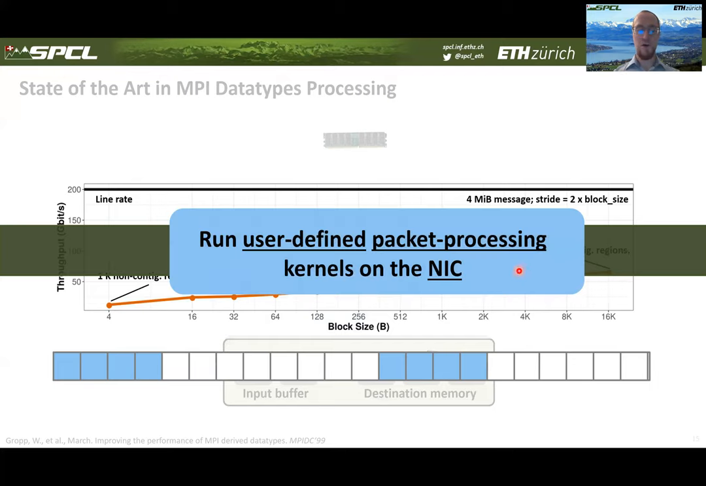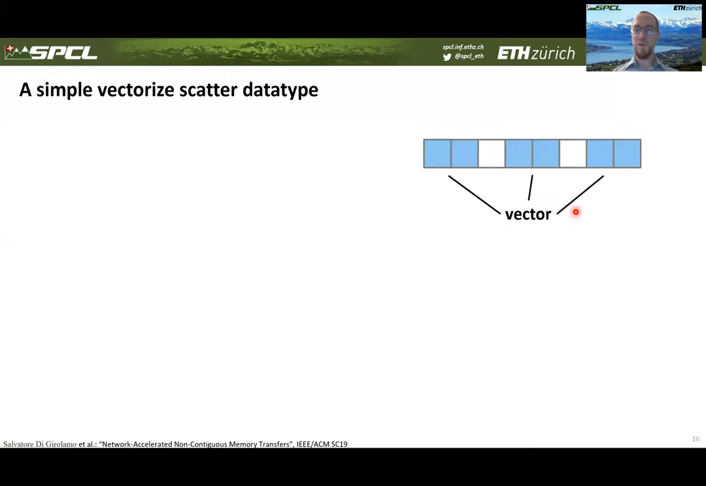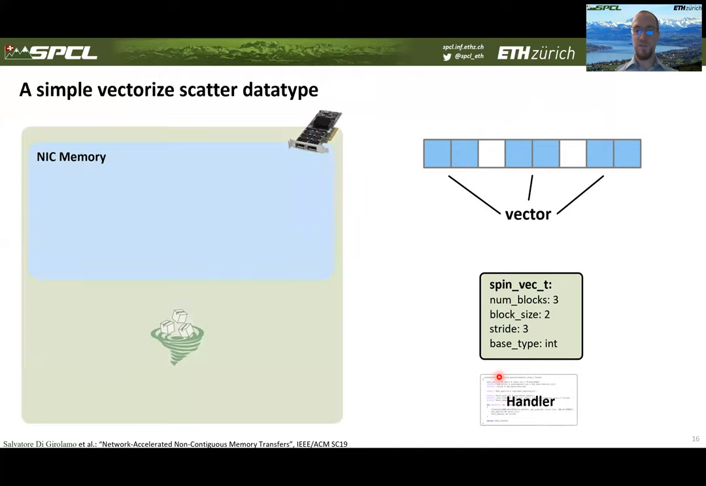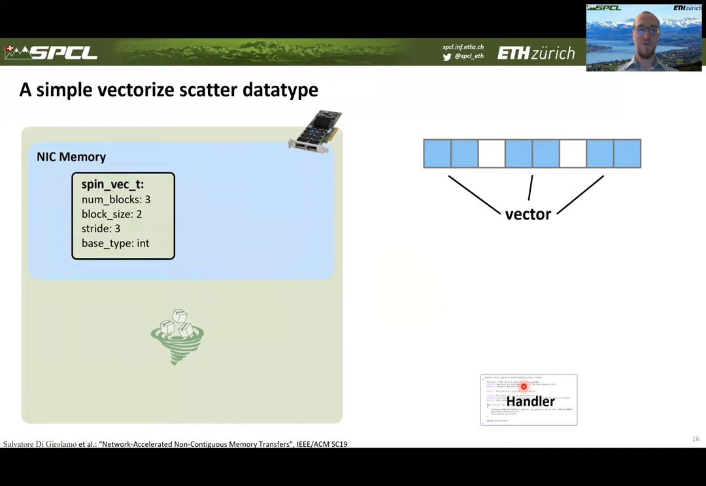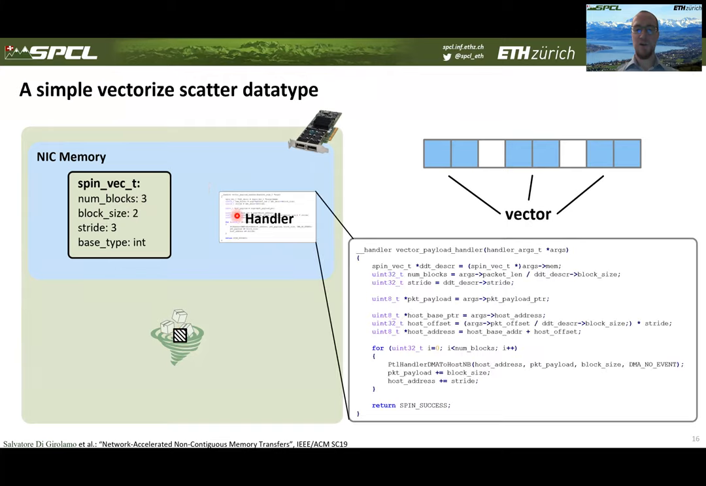And now we come to our implementation, where we really run this in handlers in the network card with the packet processing. So first, we just support this simple vector data type, where in this particular example we have six elements to move. We have three blocks, each of size 2, so six elements total, and they have a stride of 3 in between them. And the basic type is an integer in this particular example. For this, we write a handler that I just discussed before in C++ or in C, whatever you prefer. And we load this definition as well as the handler into the NIC memory used by the CPU. And then each packet coming in is now going to be processed by this handler.